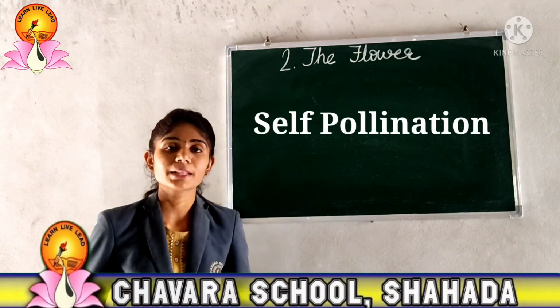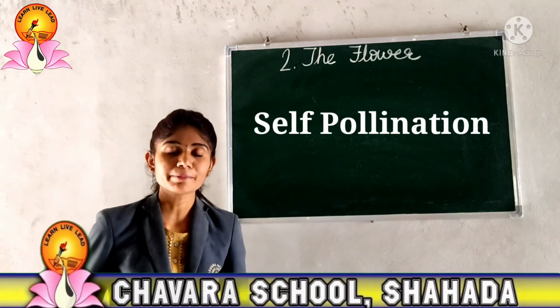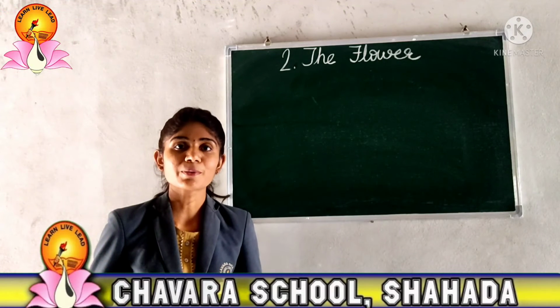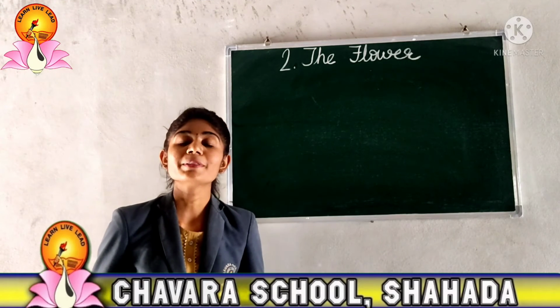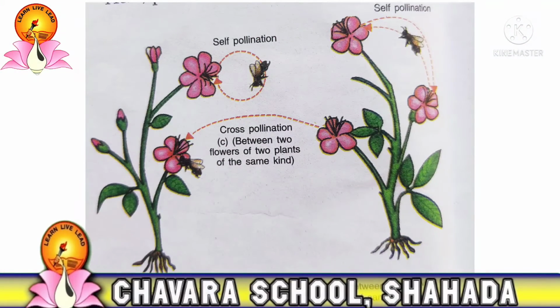Self-pollination. It occurs within the same flower or between flowers of the same plant. In this pollination, the pollen grains from the anthers fall on the stigma of either the same flower or another flower on the same plant. Second, cross-pollination. It occurs in flowers of different plants of the same type. Here, pollen grains are transferred from the anther of one flower to the stigma of another flower on another plant of the same kind.